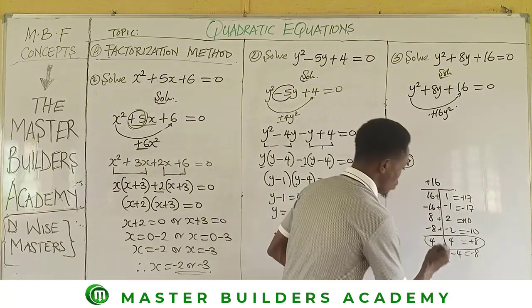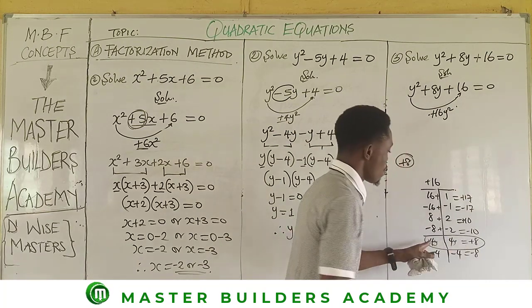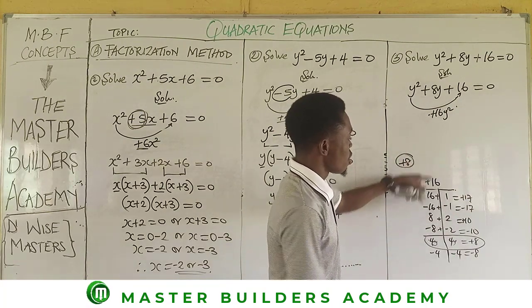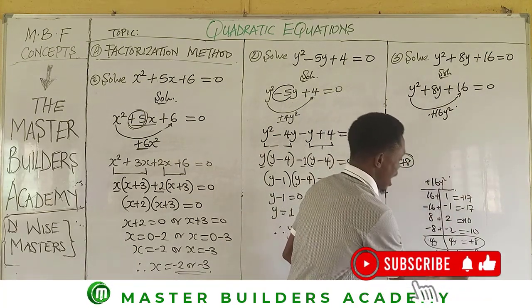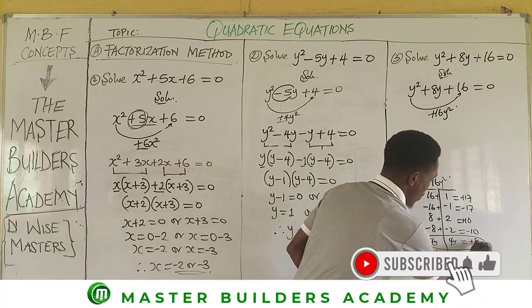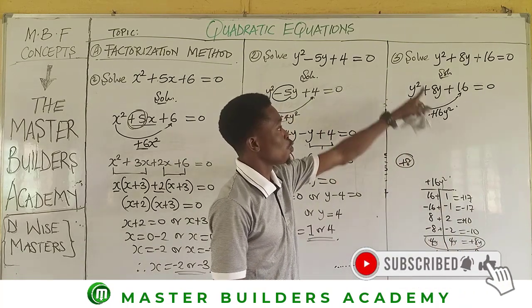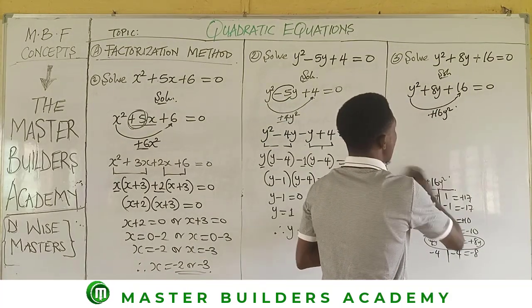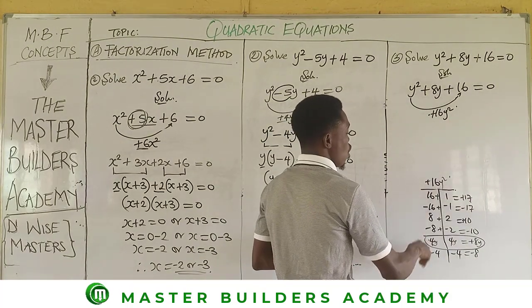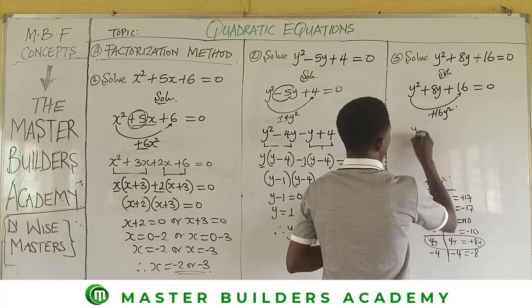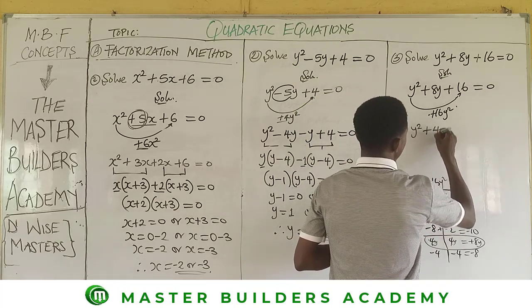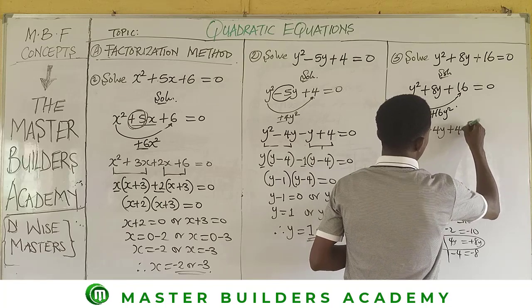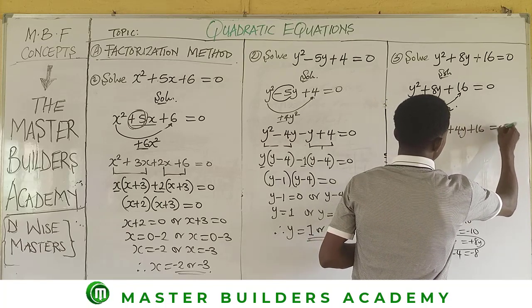So if I decide to add y here and add y here, 4y times 4y will give me 16y squared. And when I add 4y to 4y, I'm going to have 8y. So which agrees to what we have here. Therefore, we will then replace this 8y by 4y plus 4y. So you're going to have y squared plus 4y plus 4y plus 16 is equal to 0.